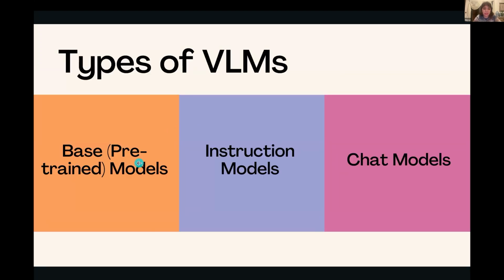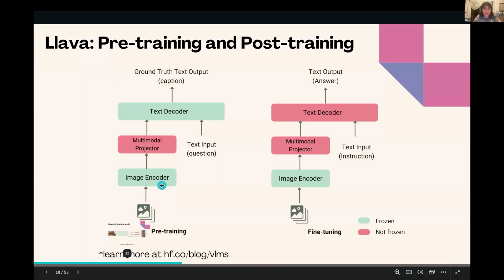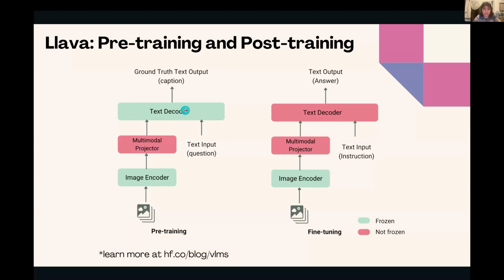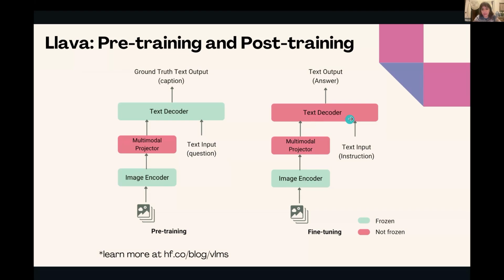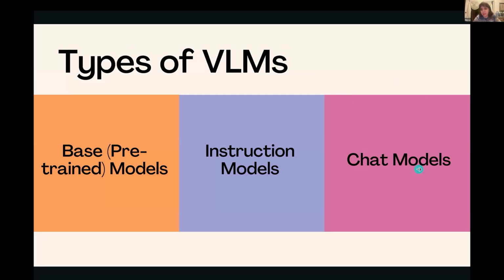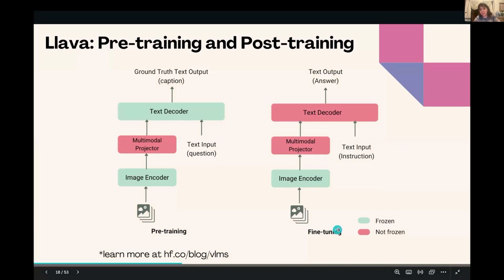First one is the base models, which are basically going through the pre-training part. Basically, they just train the multimodal projector between these two components. And the second one is models that are fine-tuned on instruction. Again, they unfreeze this part, and this part just passes instructions. And the last one is the chat models, which is basically models fine-tuned on chat with this stage.